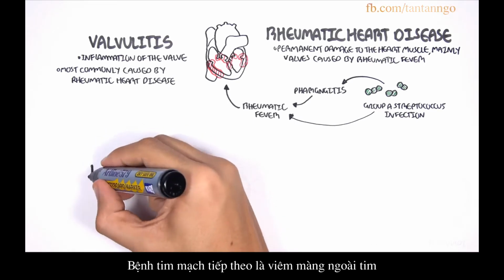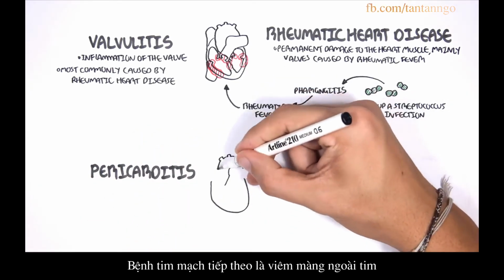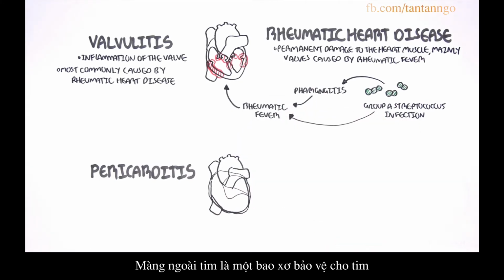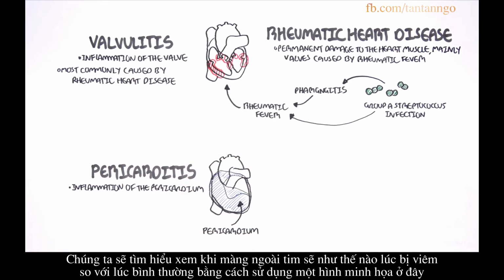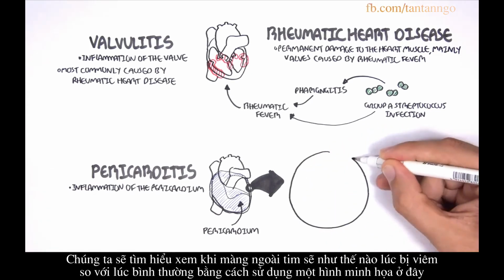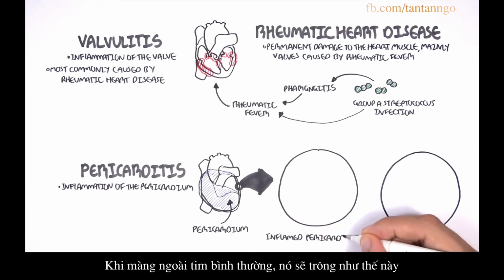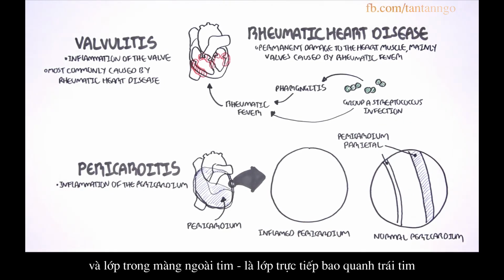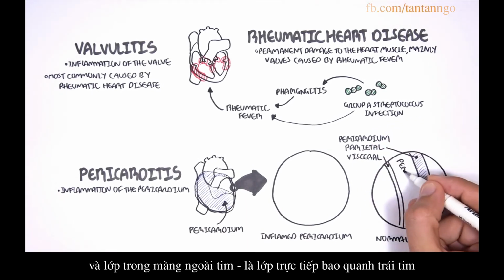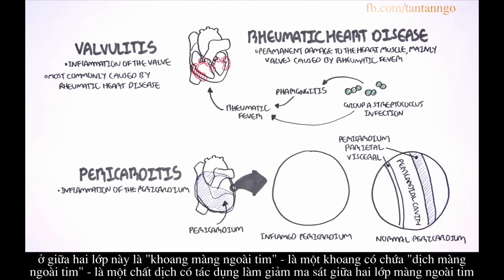The next cardiovascular disease is pericarditis, which is inflammation of the pericardium. The pericardium is a fibrous and serous layer protecting the heart. We will look at how the pericardium looks inflamed and how it looks normally using a diagrammatic representation. So when the pericardium is normal, this is what it looks like. You have the outer fibrous pericardium, the parietal layer, and then we have the visceral pericardium, which directly surrounds the heart. In between the parietal and visceral layer of the pericardium is the pericardial cavity, which contains pericardial fluid that serves to reduce friction between the pericardium.